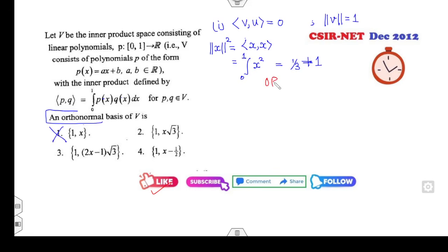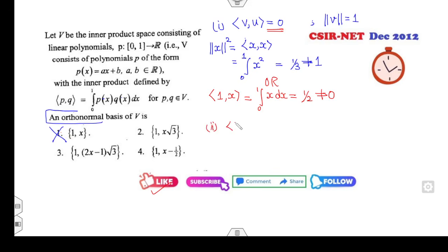And you can also check the dot product. Let's say 1 comma x. What is the answer of this? Integration of 1 times x dx. The integration is 1/2, which is non-zero. So the first option is cancelled.